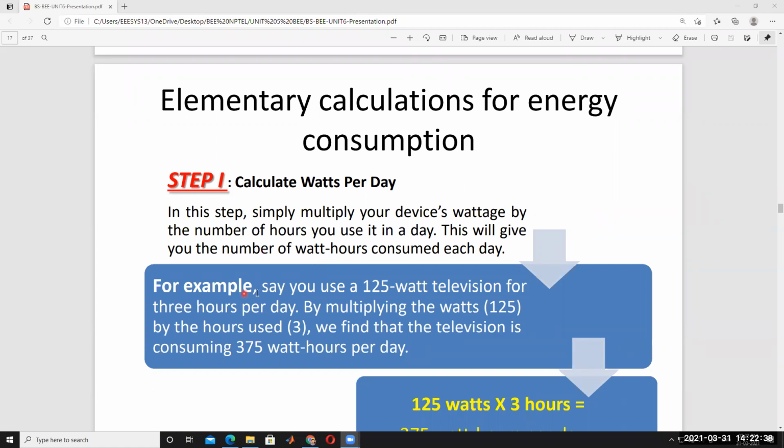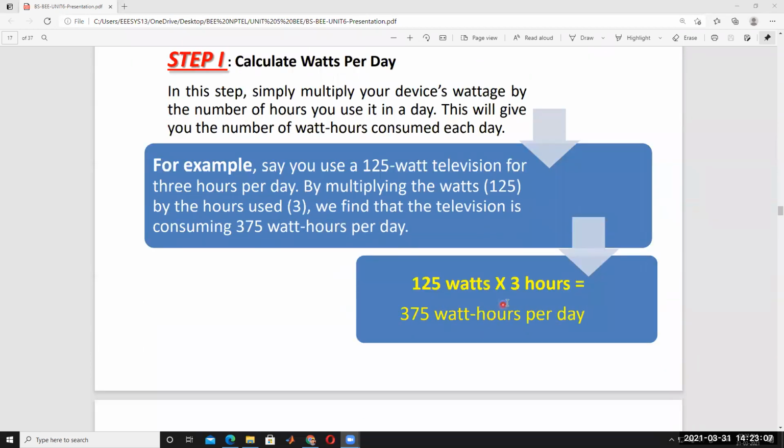For example, a 125 watt television used for 3 hours per day. By multiplying the watts, 125, by the hours used, 3, we find the television consumes 375 watt hours per day. That is the energy consumed by the television in one day. So 125 into 3 is 375 watt hours per day. So this is the first step.